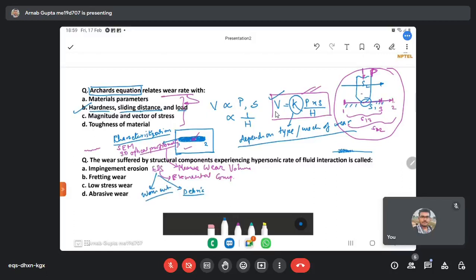So that will tell you the elemental composition of the surface as well as the debris particles. Third is, sorry, so this is third. So fourth you can do is XRD.